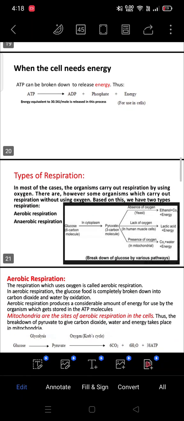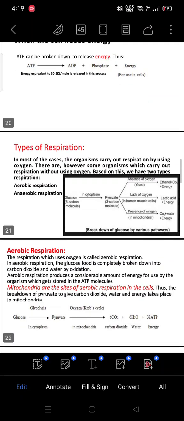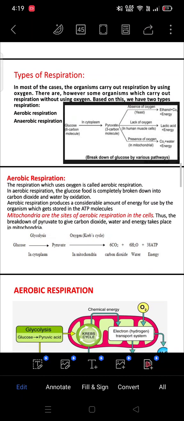Then when the cell needs energy, ATP is converted, meaning when it will lose its energy. ATP is adenosine triphosphate. ATP can be broken down to release energy. Okay, and you have to learn how much energy is used there. It's 30.5 kilojoule per mole. Okay, it's released during this reaction.